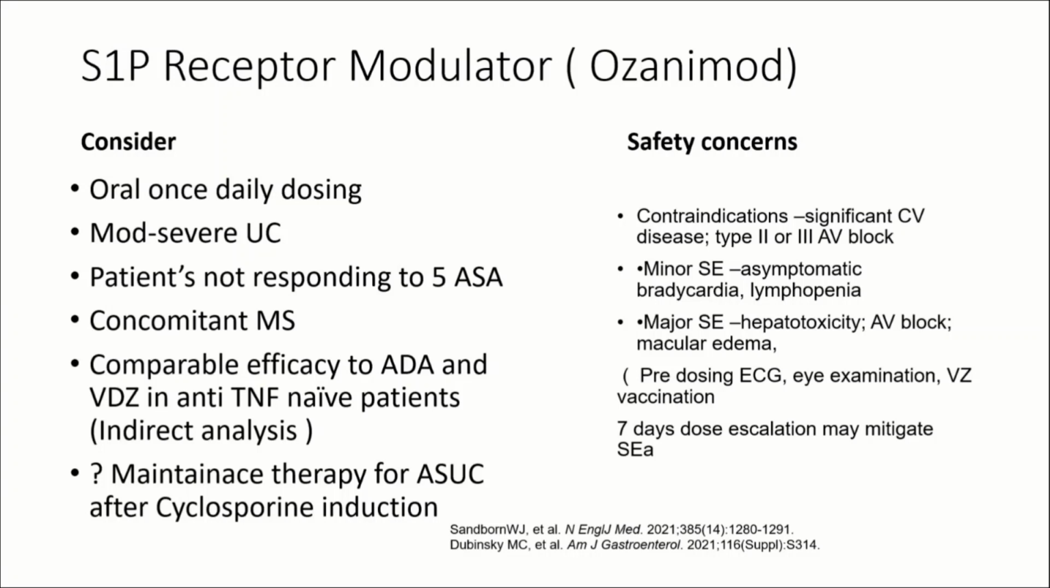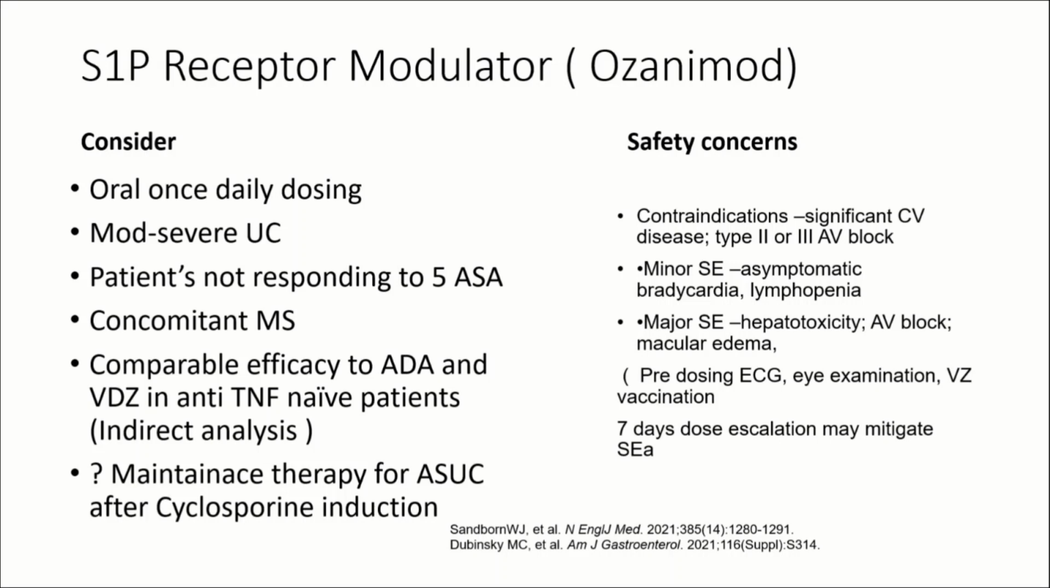Ozanimod, again, is a newer drug. The benefit is single daily dosing, approved for moderate to severe colitis. And the standard question is, where do I position that? I think where we will put this drug is if you have mild to moderate ulcerative colitis, you have tried 5-ASAs, the patient is compliant, and they're not responding. That will be the place where this drug will sit. Obviously, if you have concomitant multiple sclerosis, that's a preferred drug because that's what it has been used for before. And there are some indirect analyses coming that it has comparable efficacy to adalimumab and vedolizumab in anti-TNF patients.